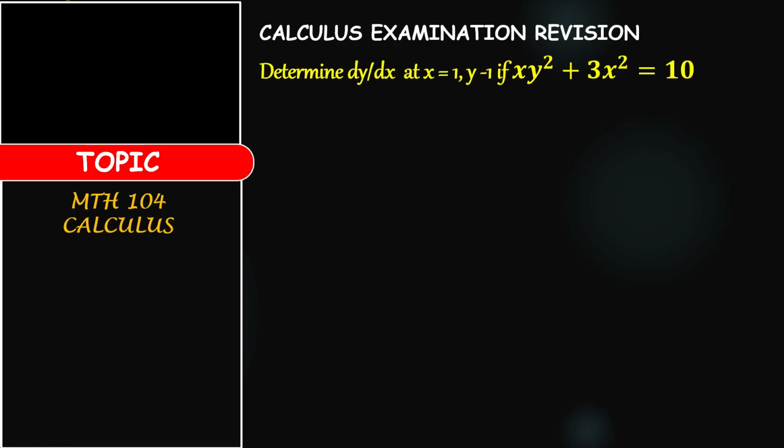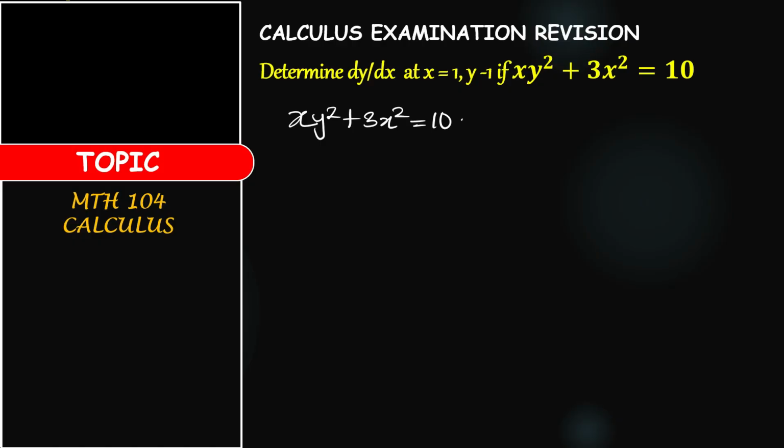Now determine dy/dx. If x is 1, y is 1. Determine dy/dx at x equals 1, y equals 1 if this thing equals 10. This may not be too clear, but let us try if we get the answer. If we don't get it, then we have to modify it to the nearest question that it seems like. So we have xy squared plus 3x squared equals 10, right?